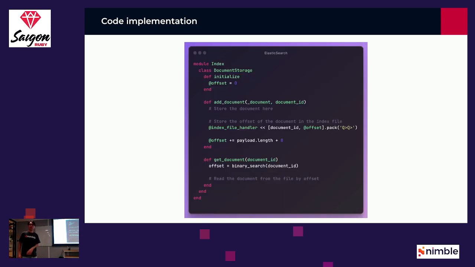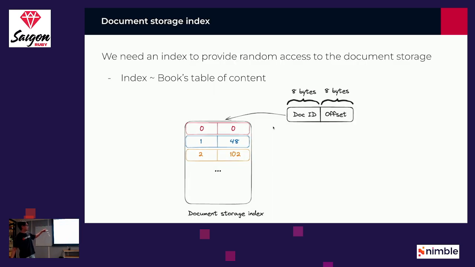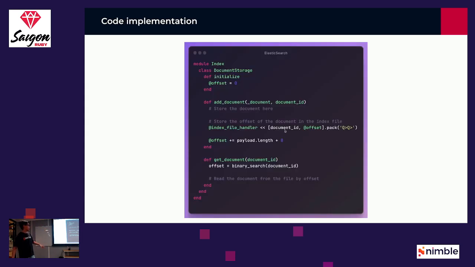Okay, so we need to store an extra thing in the index. We've got to store the document first, like we did before, and also we need to store the index. So in this diagram, you have document ID and then offset. We have document ID here and the offset here, and you're going to store it and pack it. Also, you're going to need to keep track of the offset. So every time you index something, you need to bump this number up.